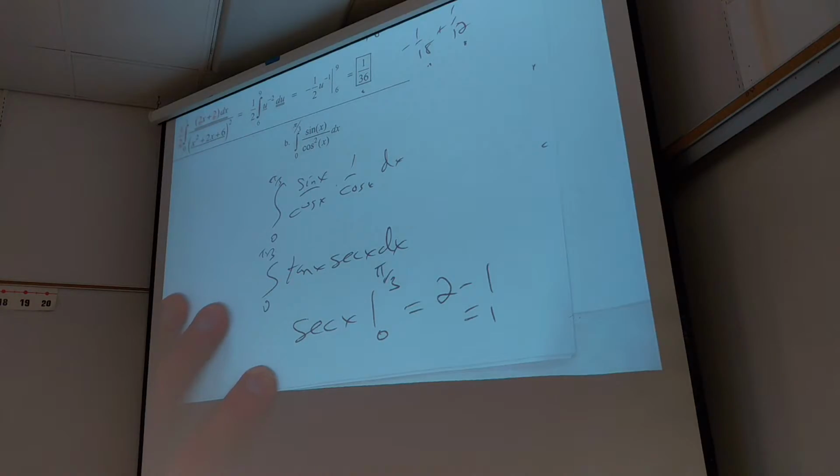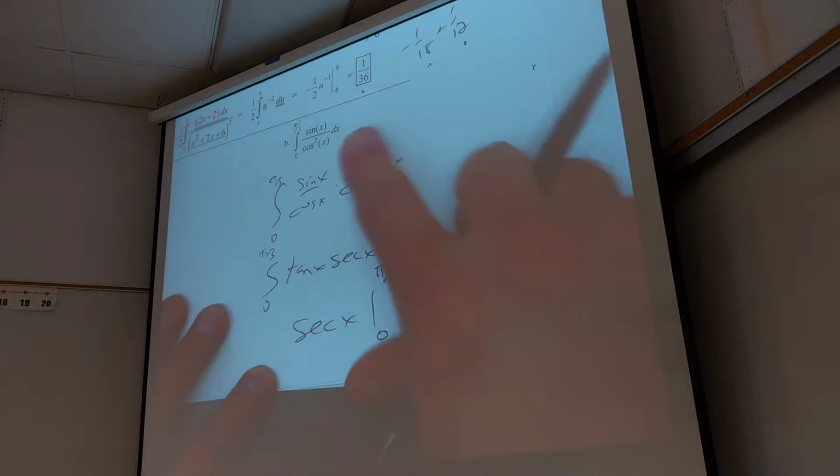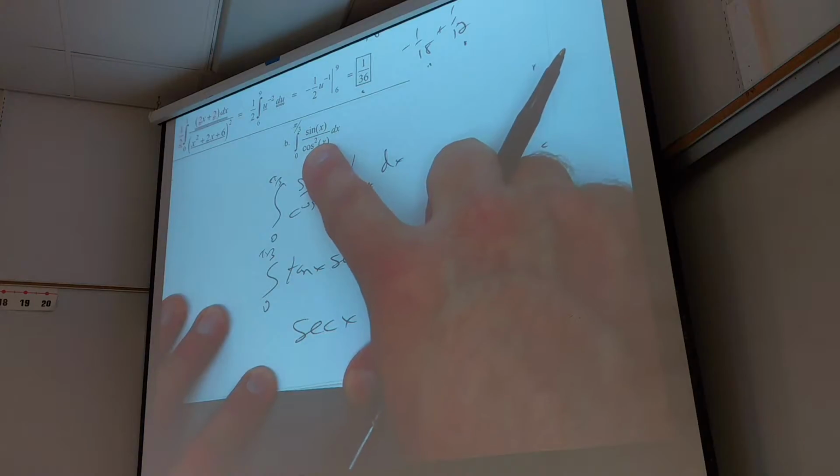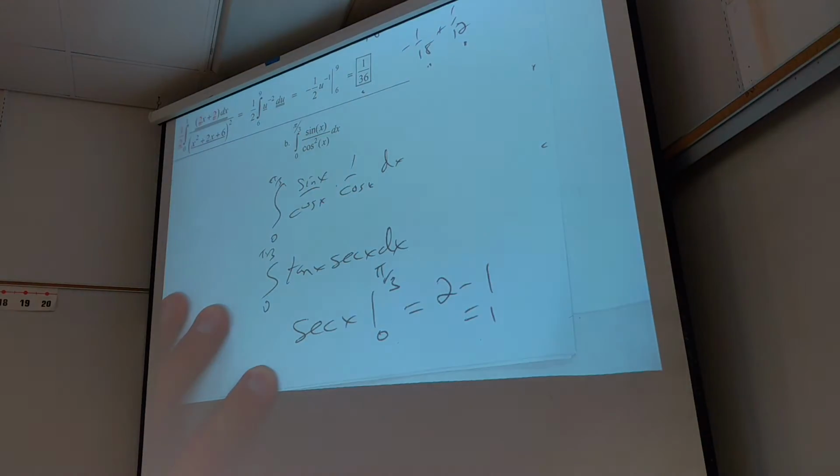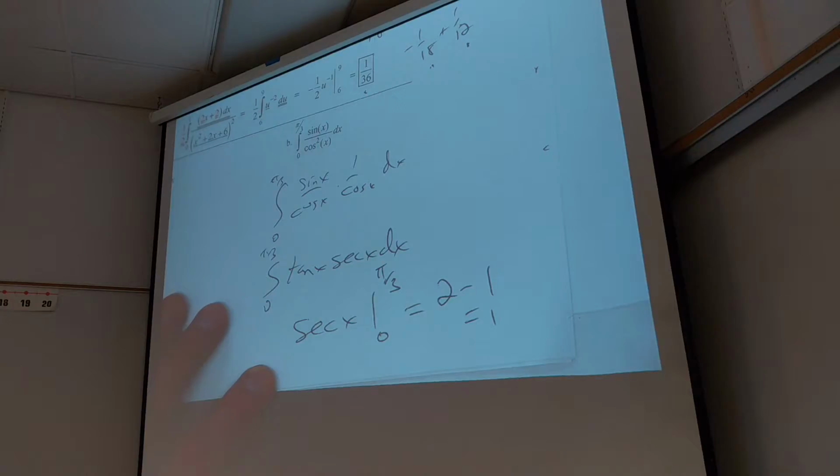Every single one of these, how do you check them? You can just pull up this whole thing in your calculator in Y1. Second calc, number 7, 0. Put in 0, put in pi divided by 3. Don't approximate it. And it should come out to be 1. It's awesome. You can check every single one of these.